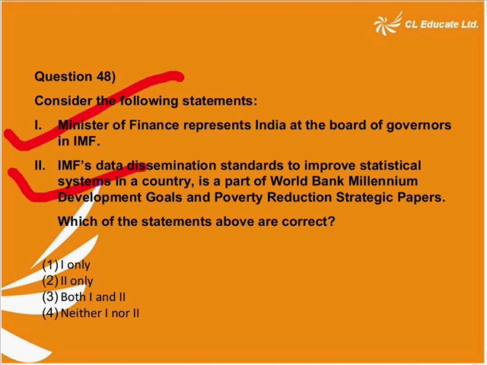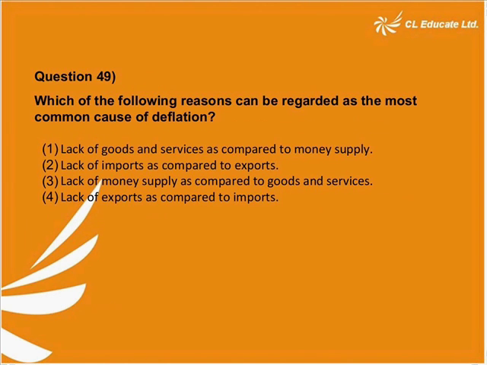Lack of exports as compared to import कैसे हो सकता है? हमारे इस समय lack of exports है, but imports बहुत हैं, और हमारे deflation है, उल्टा inflation है. It cannot be a direct reason any time. The correct answer is now. It's a sensible question. जिनको पता है थोड़ा दिमाग लगाना, lack of money supply as compared to goods and services.